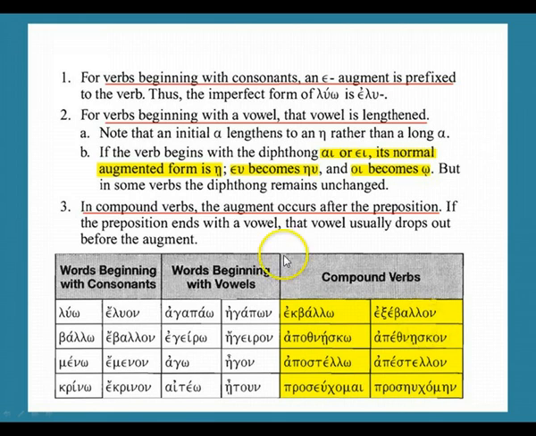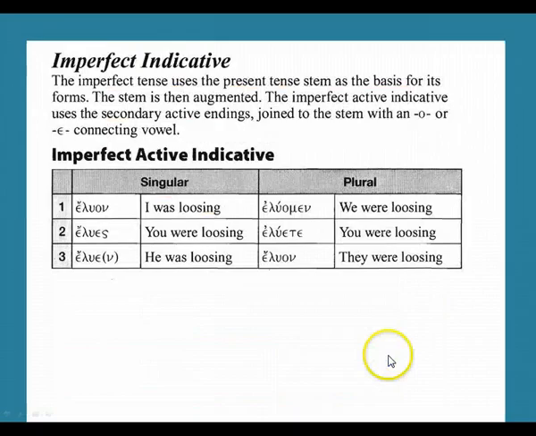So, in recap, verbs that begin with consonants add an epsilon augment. That's the most common and the most frequent. Verbs that begin with a vowel, that vowel lengthens according to the rules listed here. And in compound verbs, the augment occurs after the preposition. And that's the coverage for the basic information about secondary tenses, and that brings us to the imperfect tense specifically.